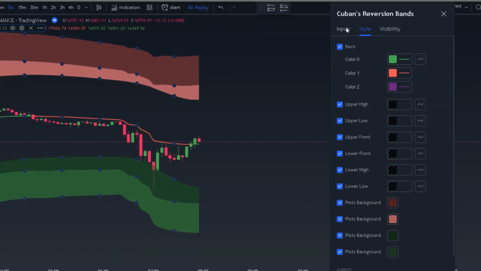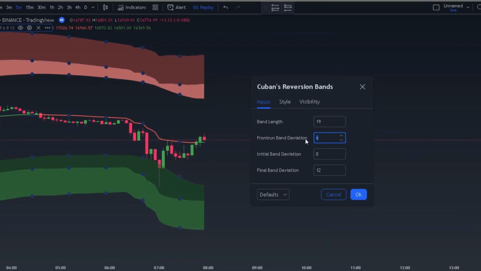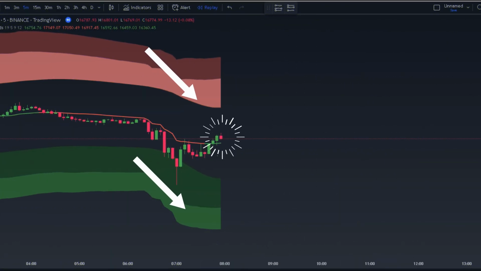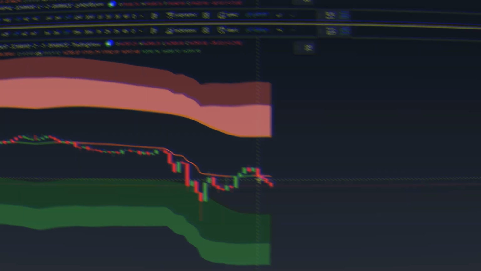After that, I modified the Cuban band color to look more visible. Plus, I changed the settings for the 5-minute chart. Here is a 5-minute strategy. When the band direction is short and the price also crosses the signal line, then we are going to go short. Here is the first trade.